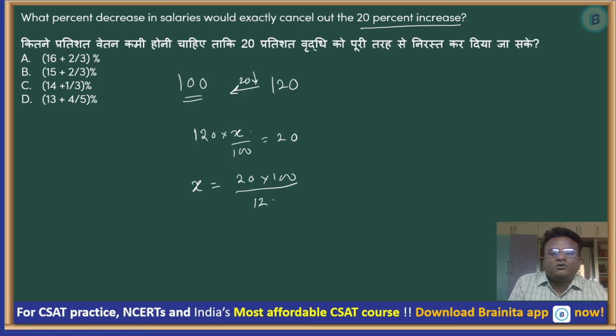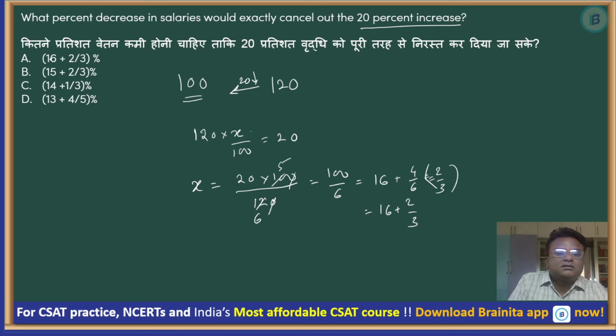So x is equal to 20 into 100. I am not going to make it complicated. I will keep it simple. 100 by 6, which is 16, is 96, plus 4 by 6 is 2 by 3. That is 16 plus 2 by 3.